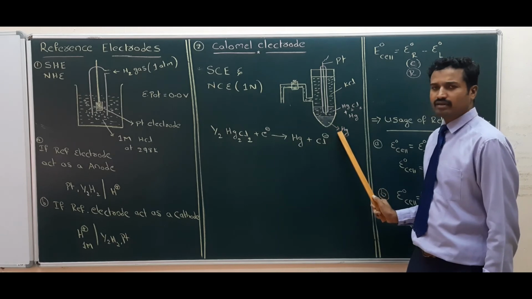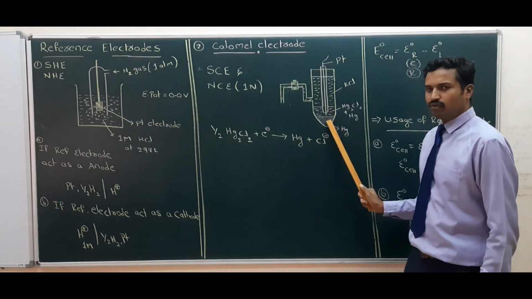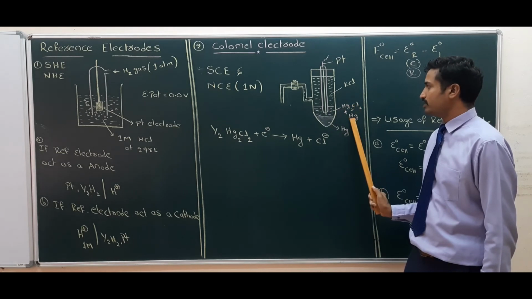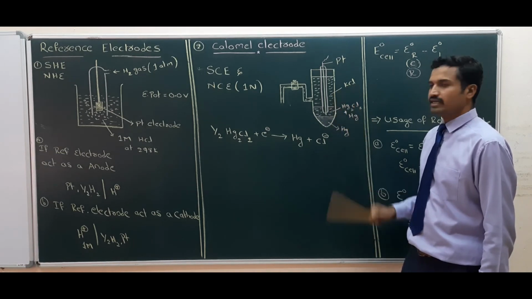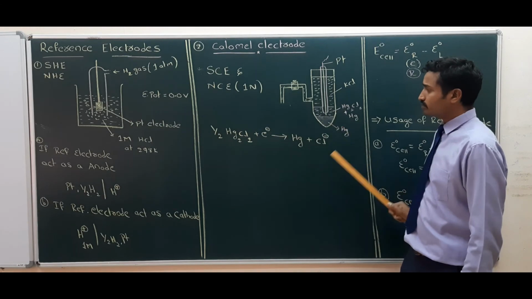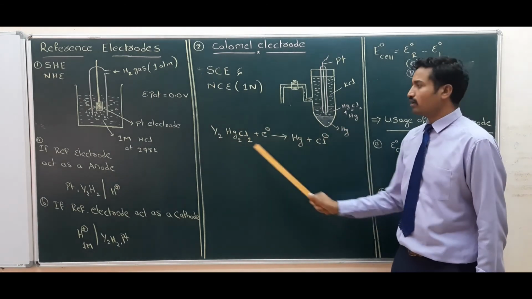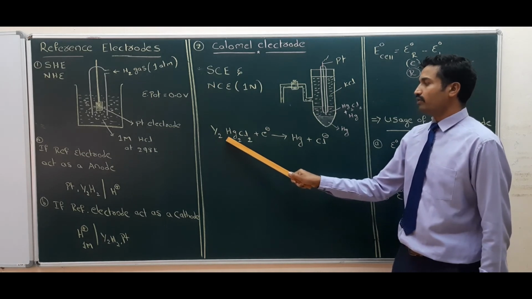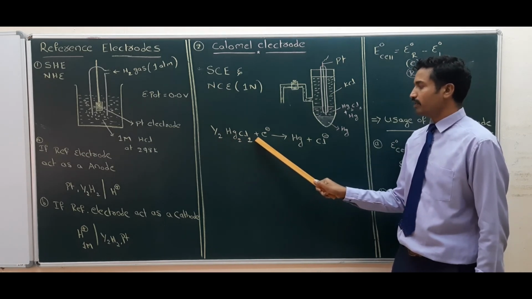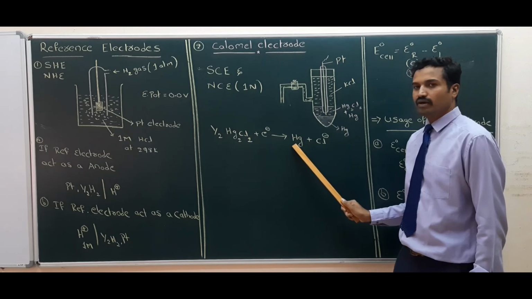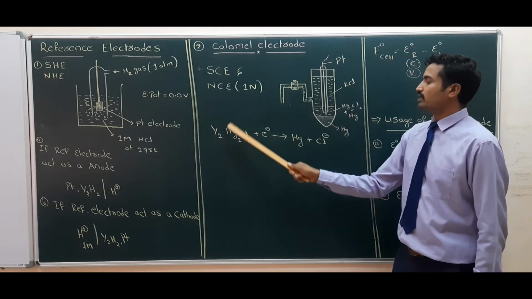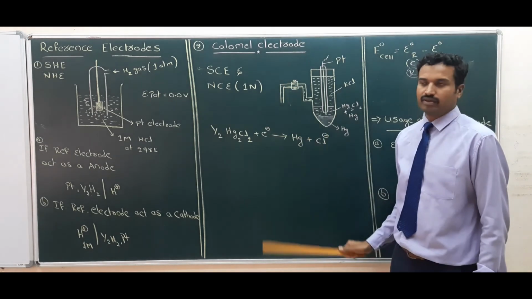Again, the down layer is mercury, the next layer is solidified mercurous chloride plus mercury, and the electrolyte solution is KCl. The electrode reaction is half Hg2Cl2 plus 1 electron gives 1 Hg plus Cl minus. This is the cell reaction of the calomel electrode.